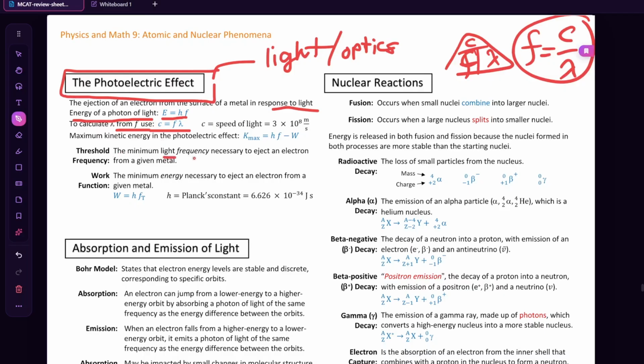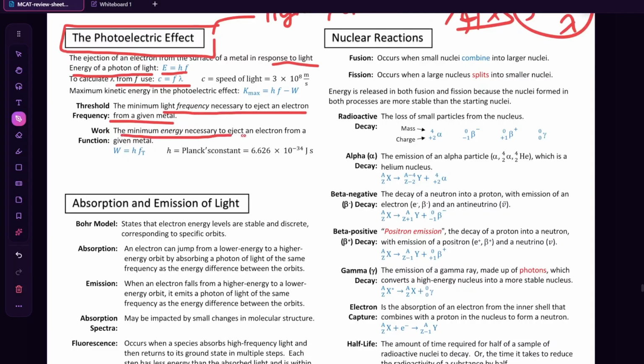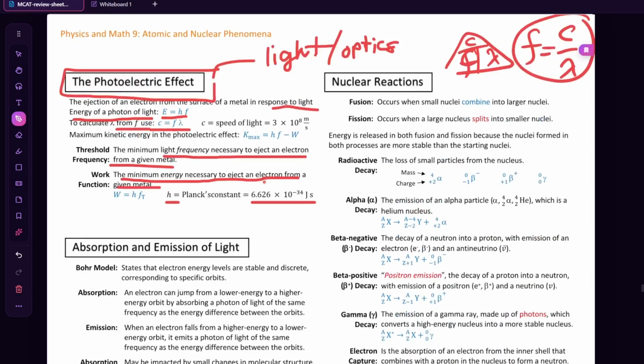Threshold frequency is the minimal light frequency necessary to eject an electron from the given material, and the work function is the minimum energy required to eject an electron from a given metal. And then Planck's constant, you just have to memorize: 6.6 times 10 to the negative 34.